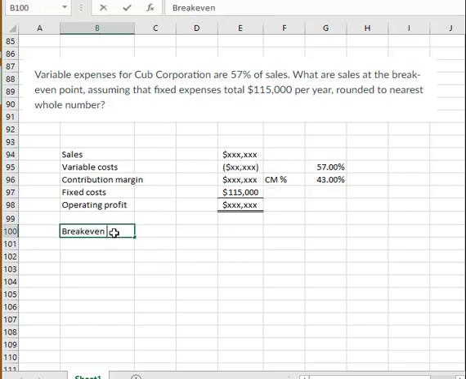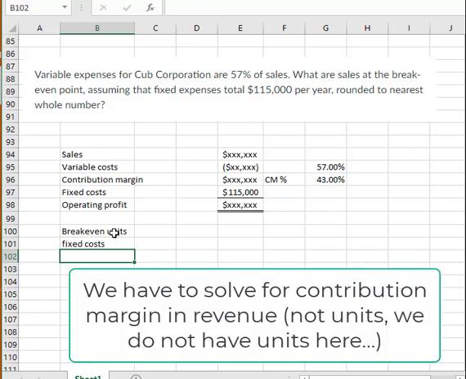We don't have units, so we can't calculate contribution margin per unit. So we have to give them break-even units in revenue. So that would be fixed costs divided by the contribution margin percent.